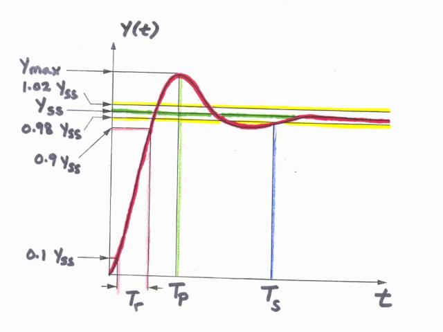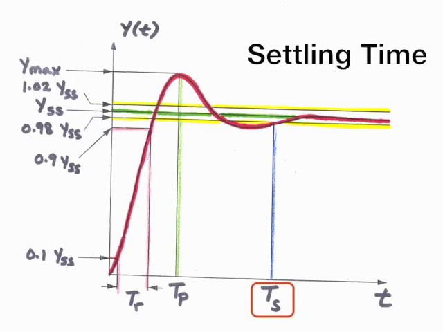When the response has fallen between plus and minus 2% of the steady state value, we refer to the system as having settled, and we denote this time as T sub S, the settling time. Plus and minus 2% of the steady state value is the region between 1.02 YSS and 0.98 YSS. The settling time is the time at which the response enters this region and does not leave it afterwards.